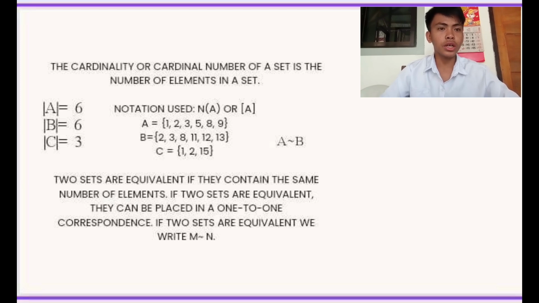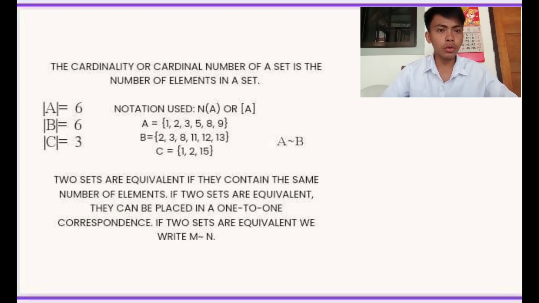Now, two sets are equivalent if they contain the same number of elements. If two sets are equivalent, they can be placed in one-to-one correspondence. If two sets are equivalent, we write that using this notation here. Looking at these two sets here, we can say that set A is equivalent to set B because they have the same cardinality, or the same number of elements.